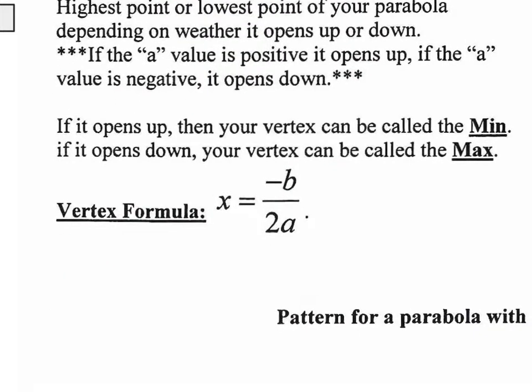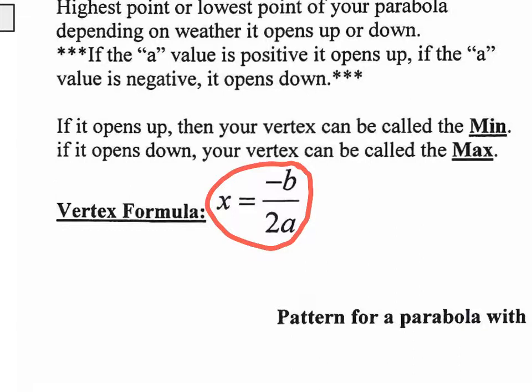The vertex is the most important point on a parabola. It's the highest point or the lowest point of a parabola, depending on whether it opens up or down. Now, we do have a formula we're going to learn today. We have to memorize eventually at some point. It's the vertex formula. Now, the vertex formula is this: x equals -b over 2a. And as a matter of fact, I already had you practice this on the class opener.